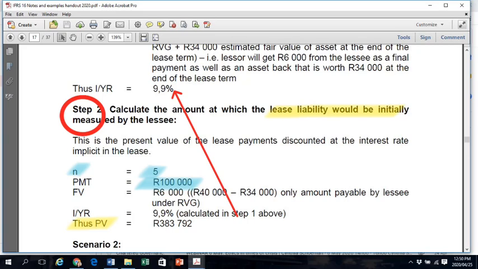Your future value from the perspective of the lessee is only R6,000, being the difference between the residual value guarantee of R40,000 and the estimated future fair value of the underlying asset. The future value from the perspective of the lessee is the final amount expected to be payable. This then gives you your present value of the lease liability. Please note under step 2, the variables are from the perspective of the lessee.